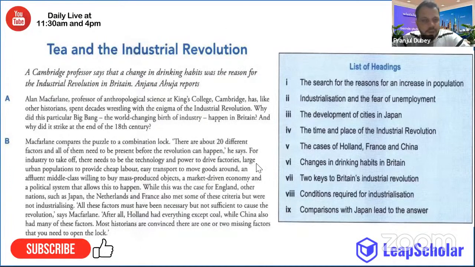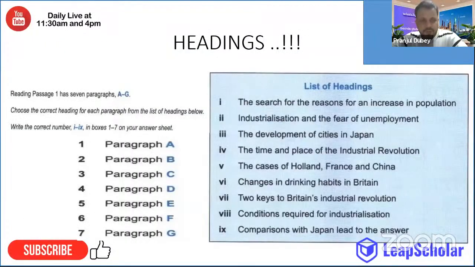For all those who are finding it a little difficult, let me explain the process, how it is to be done. First thing first, read the instruction. Your first and prior thing is to read the instructions, because many a time silly mistakes happen. For example, if it says there are 7 paragraphs A to G, choose the correct heading, and this is the list of headings which we have over here from 1 to 9, and you have to put them in some boxes in the answer sheet. In the answer sheet, you will be having some boxes like this.